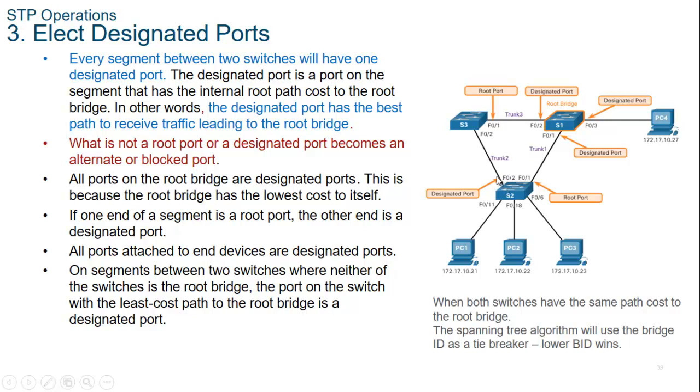If they have different cost to the root bridge, then the port with the least cost path to the root bridge is taken as designated port. When both switches have the same path cost to the root bridge, the spanning tree algorithm will use the bridge ID as a tiebreaker. The lower bridge ID wins.